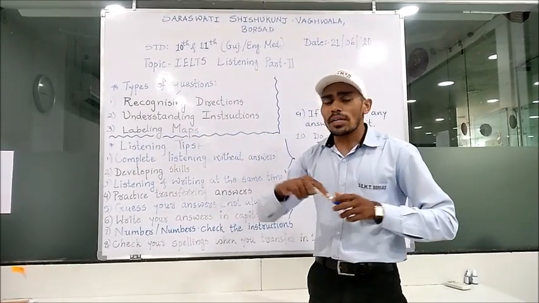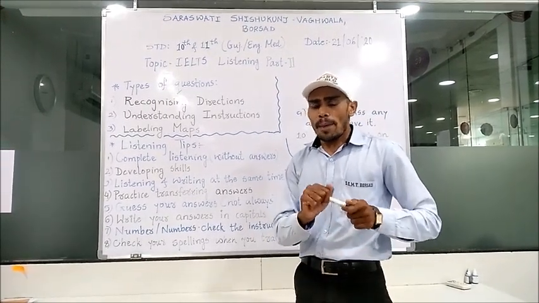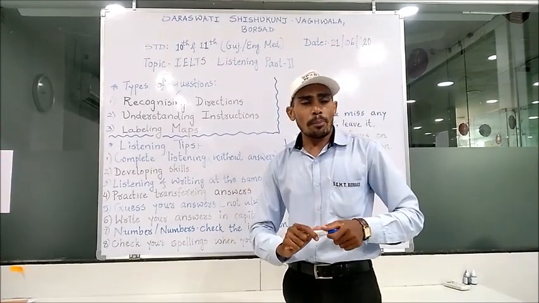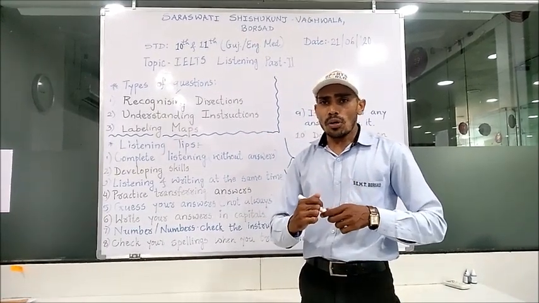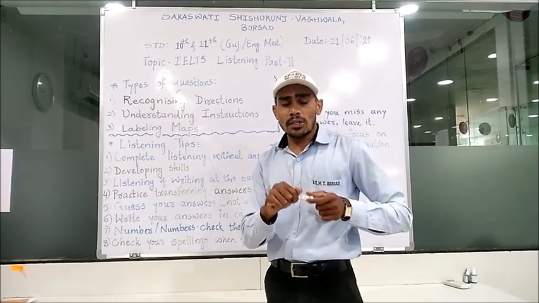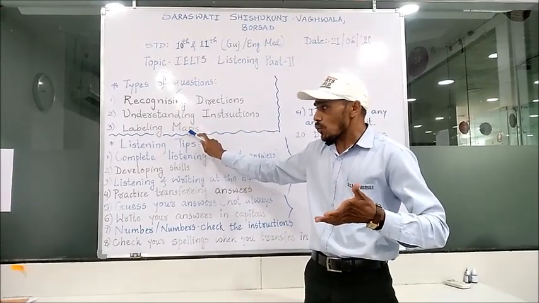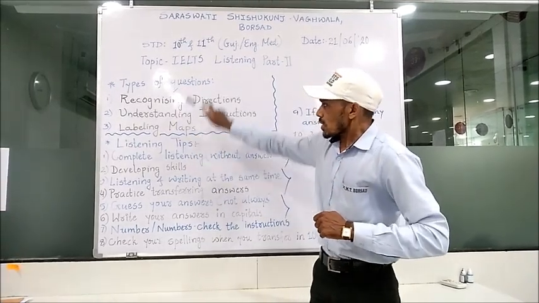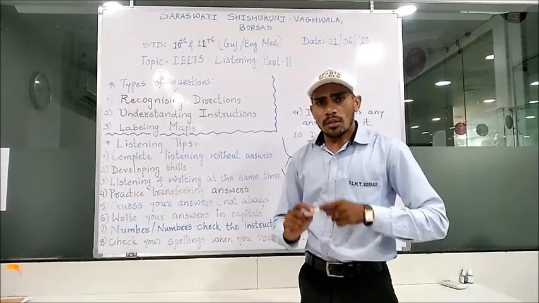The third one we have is called labeling maps. Now what is the meaning of labeling maps? A particular map is given on your paper and the listening is going on. They just give you a map and you need to label it while listening to it. So when you listen to the instructions, then only you can label the map at a particular place or area. So these are the 3 types of questions that you are going to have students in listening part 2.